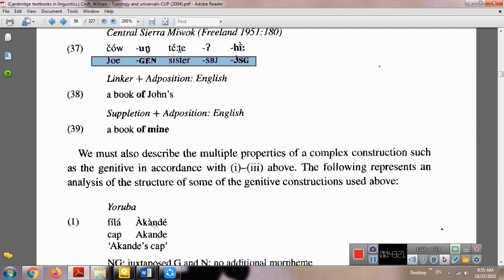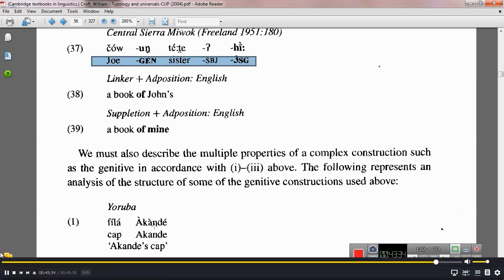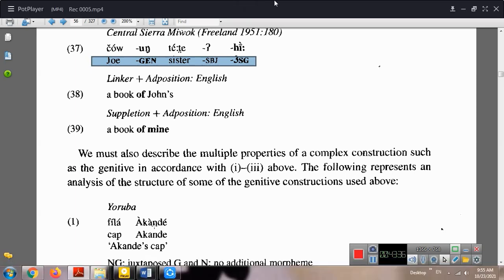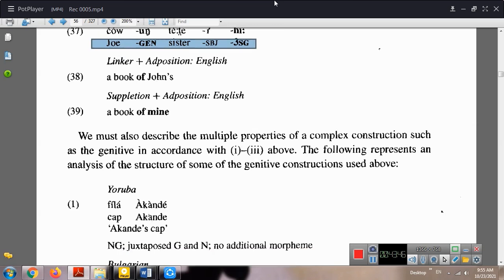We must also describe the multiple properties of a complex construction, such as genitive in accordance with 1 or 3 above. First or 3 above. They are Latin numeral terms. The following represents an analysis of the structure of some of the genitive constructions used above.